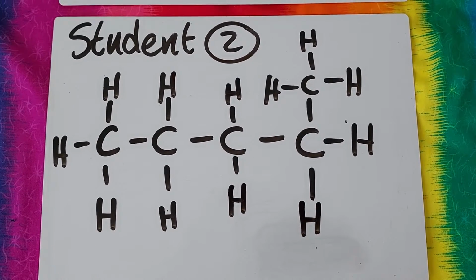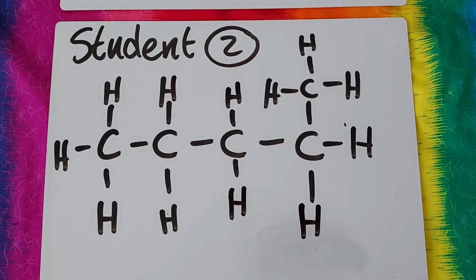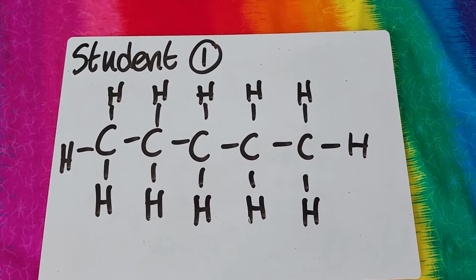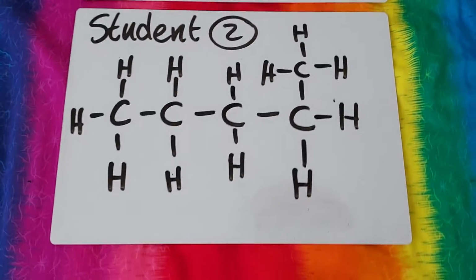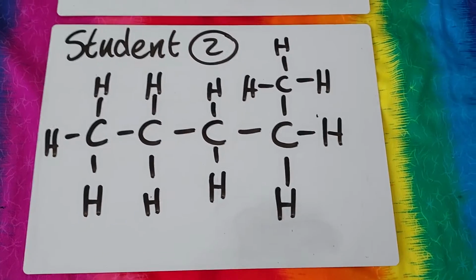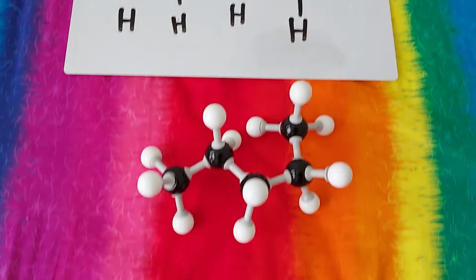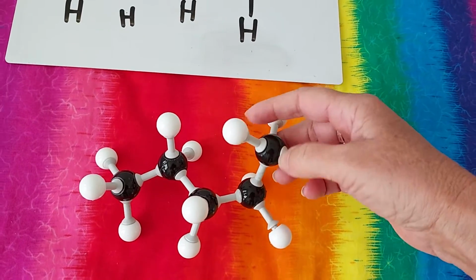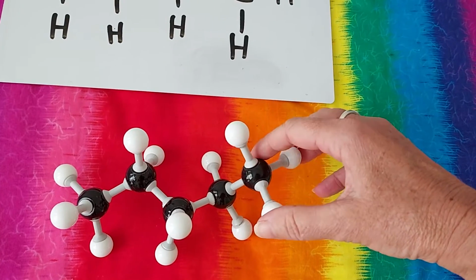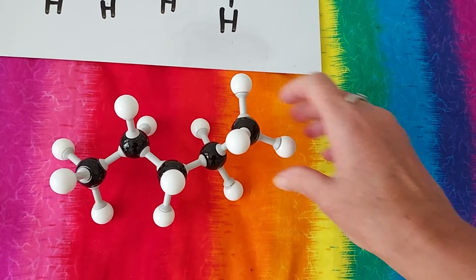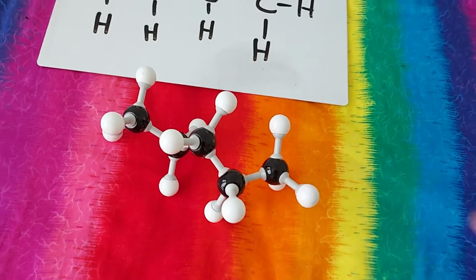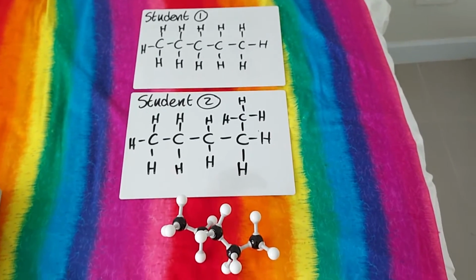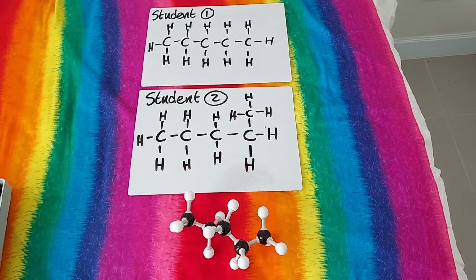Let's look at what student 2's drawn. This, on first looking at it, looks like they've drawn something completely different to student 1. But actually, because we know that single bonds can rotate around, all we have to do is rotate that methyl group here, which looks like it's on a different part of the chain, just rotates around, and we've got exactly the same as student 1. So those two structures, although they look different, are actually exactly the same because the single bonds rotate.